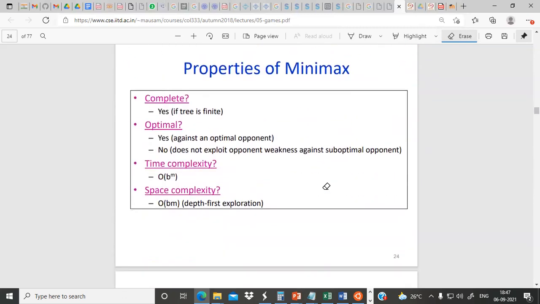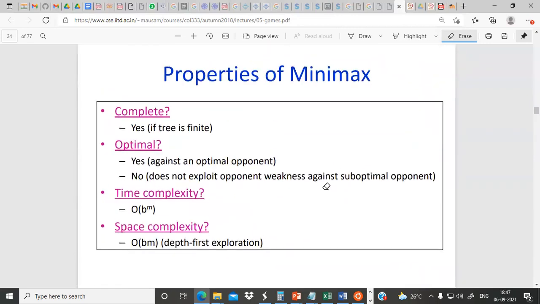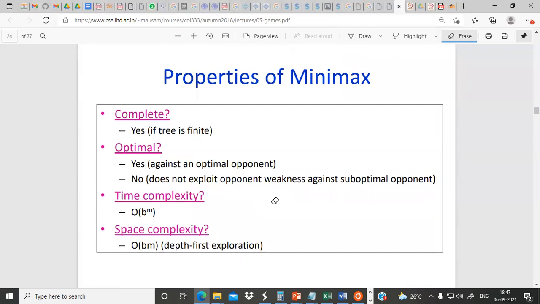Fine. Now let us analyze the properties of the minimax algorithm. Is it complete? Basically it is something like DFS, so most of the properties of DFS are applicable to minimax. It is complete if the tree is finite. That is the case with DFS also: DFS is complete in a finite state space. So it is complete in a finite state space.